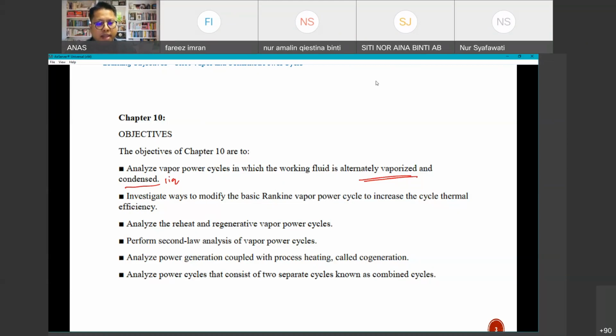Next, we will look at ways to analyze the reheat and regenerative vapor power cycles. Apart from the basic one, we will look at several modifications that can be made for the cycles. Then we'll perform the second law analysis of vapor power cycles, and then look at a process called cogeneration. And finally, we'll briefly discuss a power cycle that consists of 2 separate cycles, which is called combined. That's the end of the chapter.